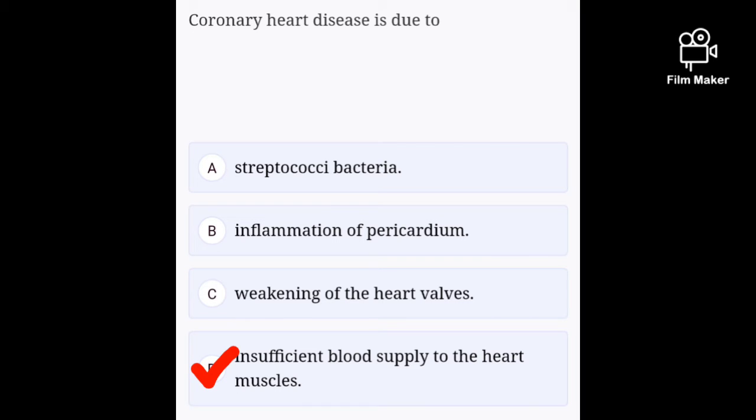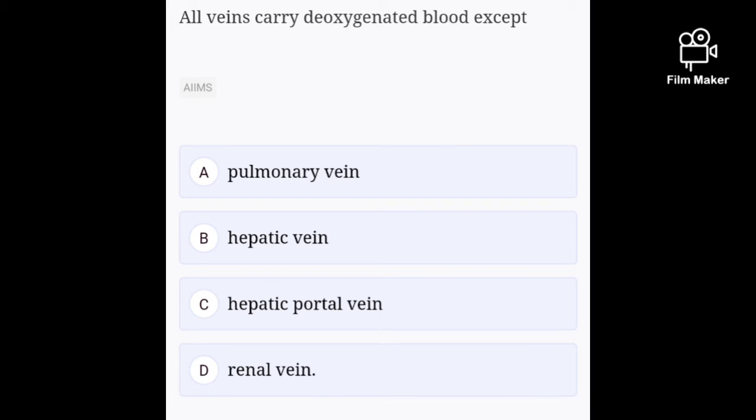Okay, let's see our next question. All veins carry deoxygenated blood except option A pulmonary vein, option B hepatic vein, option C hepatic portal vein, option D renal vein. Pulmonary veins carry oxygenated blood from the lungs to the left atrium of the heart. Hepatic portal vein forms the hepatic portal system. It enters the liver and breaks into capillaries. The renal artery branches out from the dorsal aorta and supplies blood to the kidney. So, option A pulmonary vein is the right answer for this question.